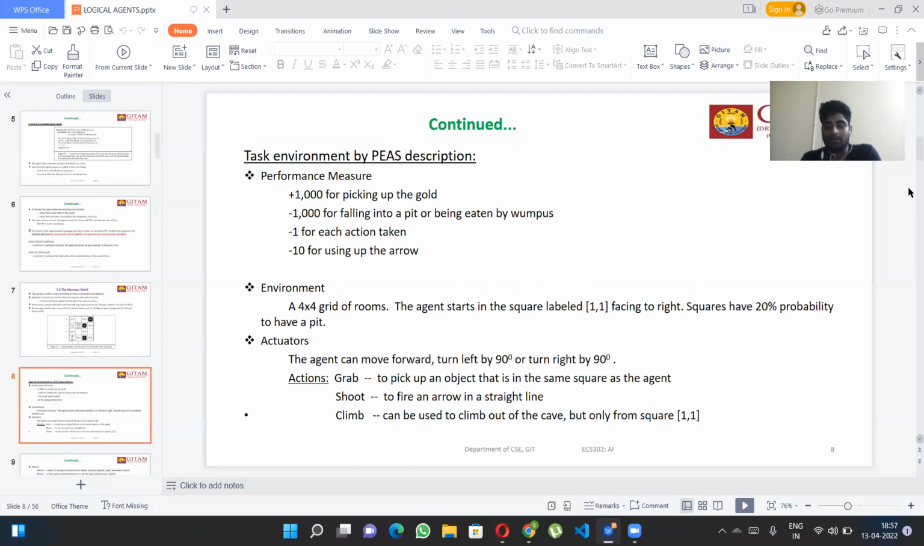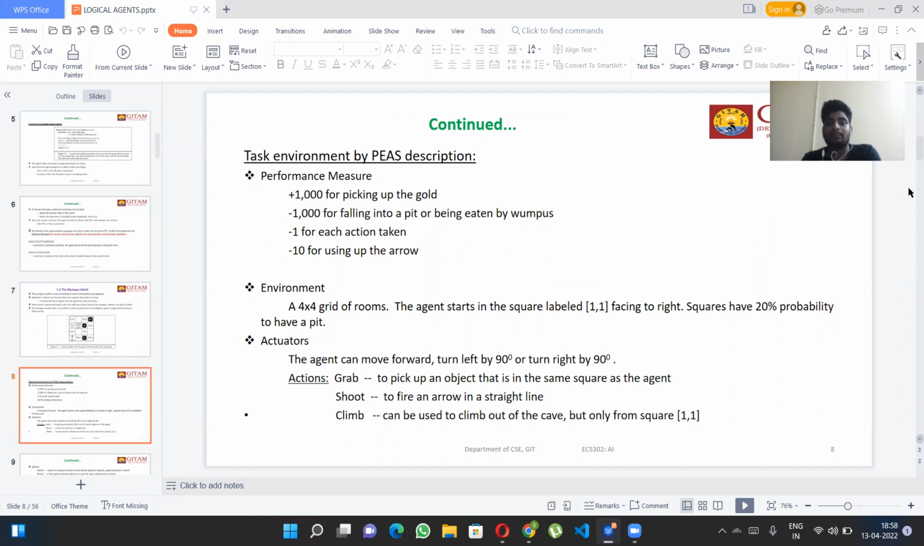The next topic is actuators. In this, the agent can move forward, turn left by 90 degrees or turn right by 90 degrees. The agent will move forward, turn right or turn left by an angle of 90 degrees. In actuators, some actions will also occur.